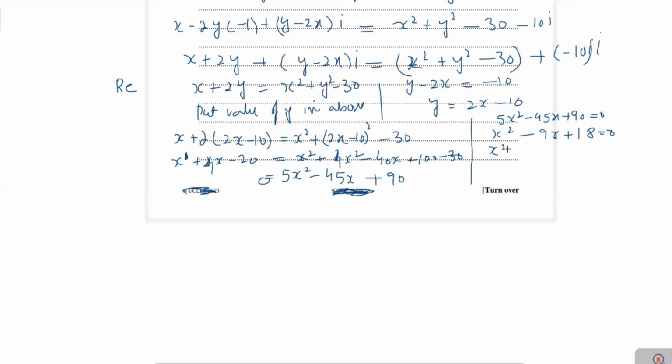We can write it as minus 6x minus 3x plus 18. Now we factorize the above expression. We get (x minus 6) into (x minus 3) equal to 0. Therefore, x minus 6 equal to 0 or x minus 3 equal to 0. Therefore, x equal to 6 and x equal to 3.